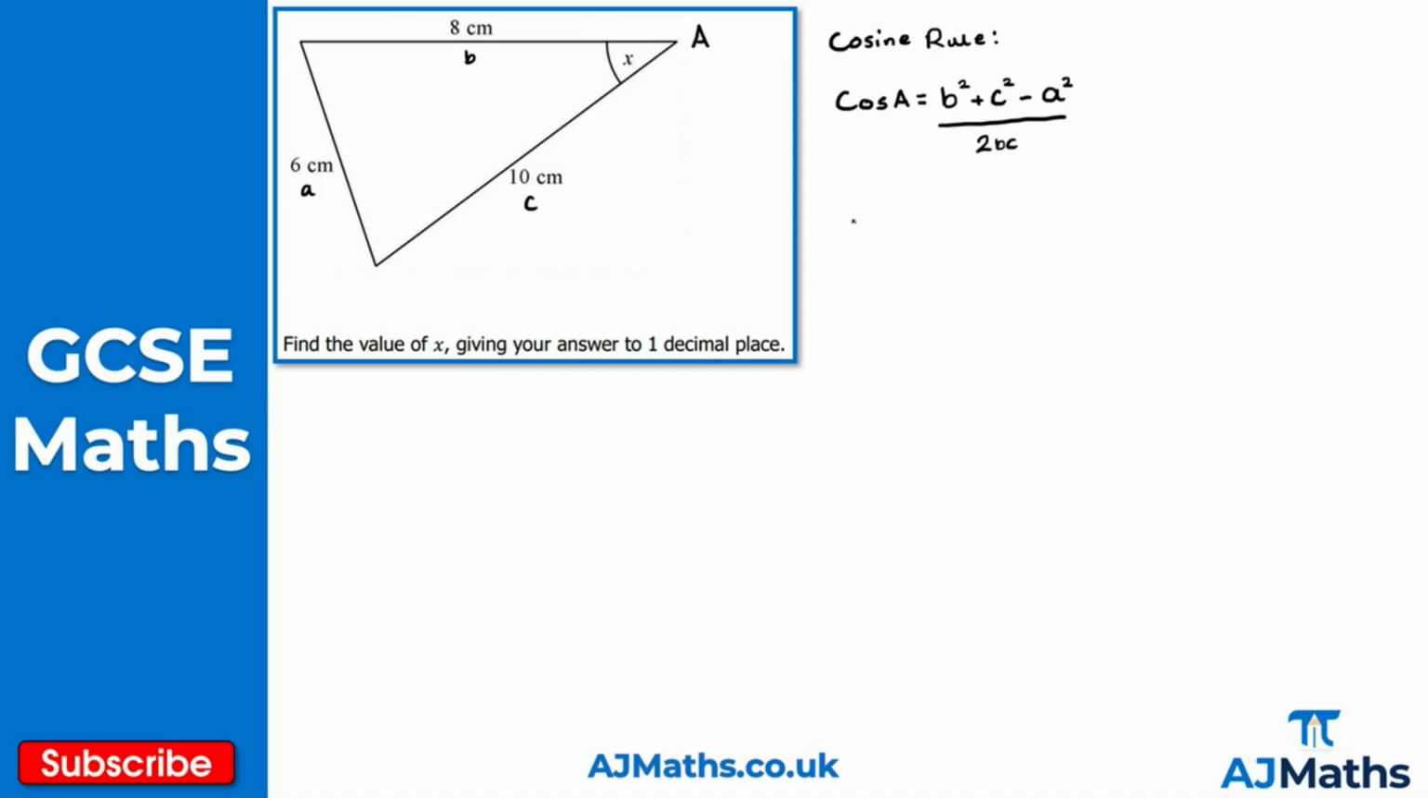So in this case here then, we get cosine of A, that's going to be cosine of x here, the angle. We get cosine x, that's going to be equal to b squared, that's going to be 8 squared there, plus c squared, so plus 10 squared. We then subtract a squared here, so minus 6 squared. And then we divide all of this here by 2bc. So that's going to be 2 times by b, which is 8, times that by c, which is 10.